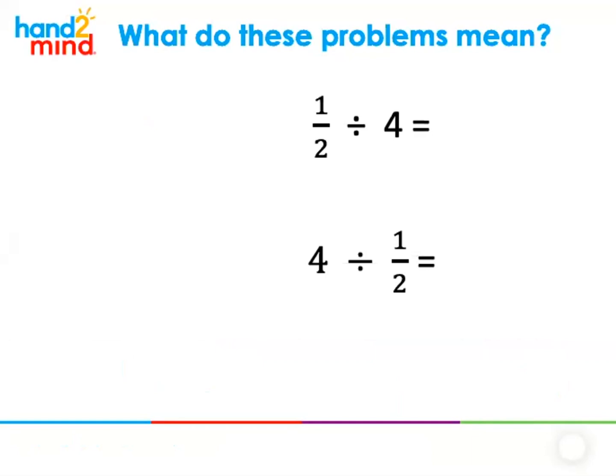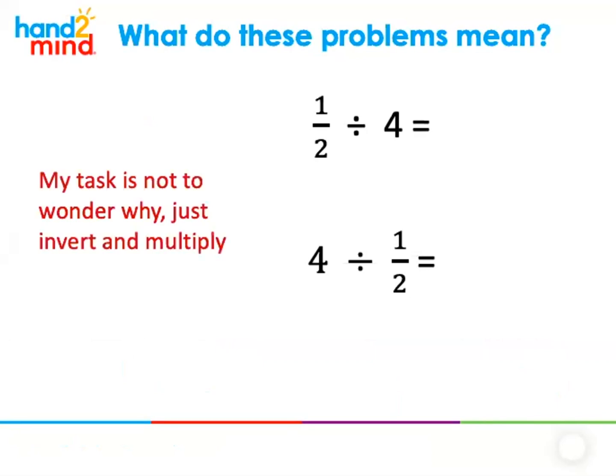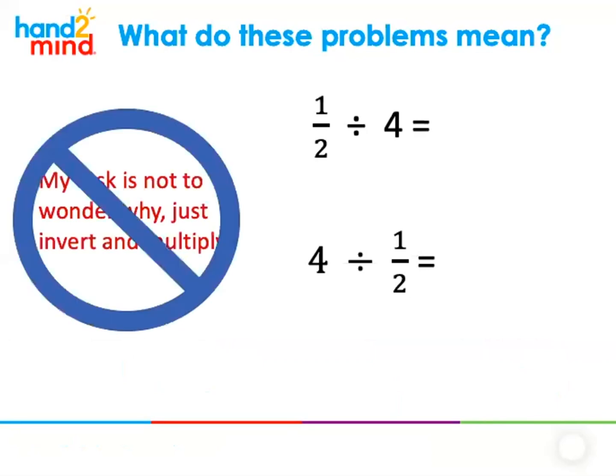Yesterday, I shared an unfortunate rhyme with you. "My task is not to wonder why, just invert and multiply." And this is wrong. If this is the way we end up dividing fractions, then we never use that algorithm, and so that rule helps us not at all. When we understand what these problems mean, they become useful to us in real situations.